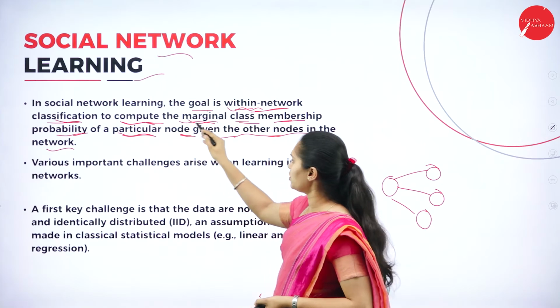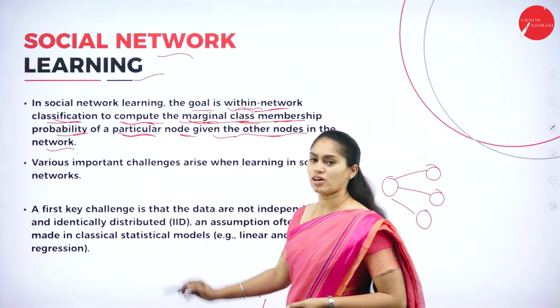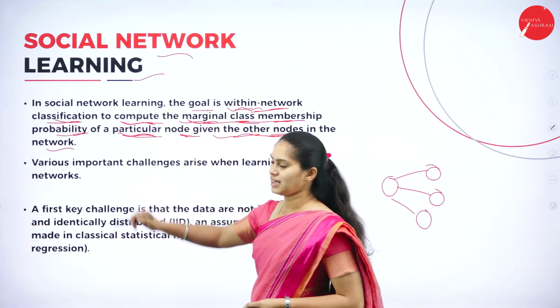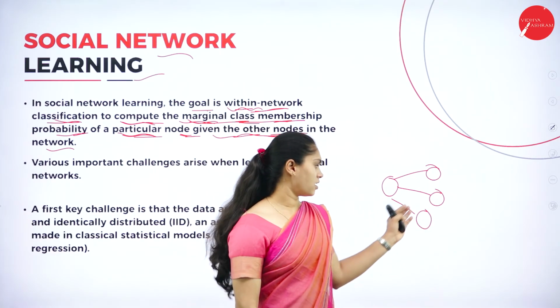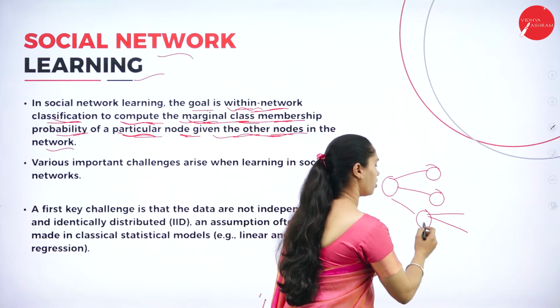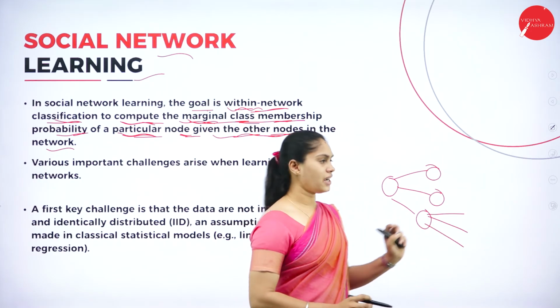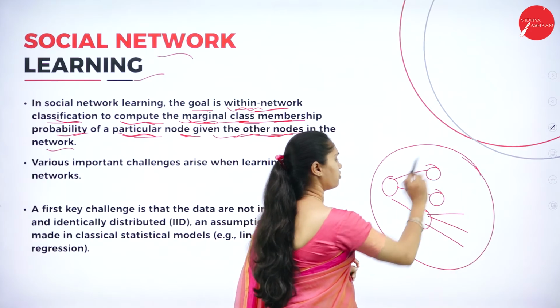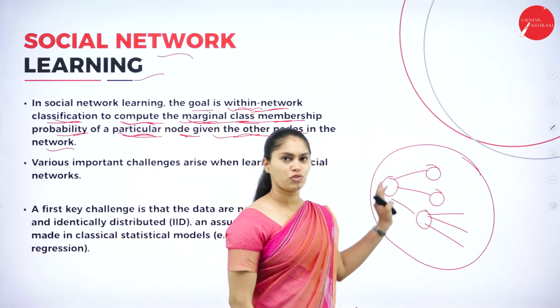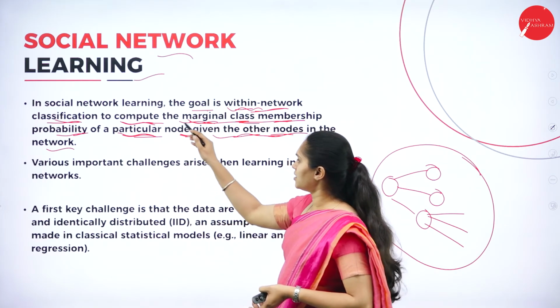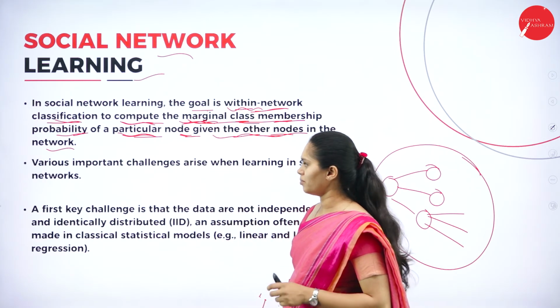That means it will compute the marginal class membership probability of a particular node, given the other nodes in the network. So this node is going to have how many connections. This indicates what the marginal of this particular collection of nodes is. So we are computing its marginal class membership probability.